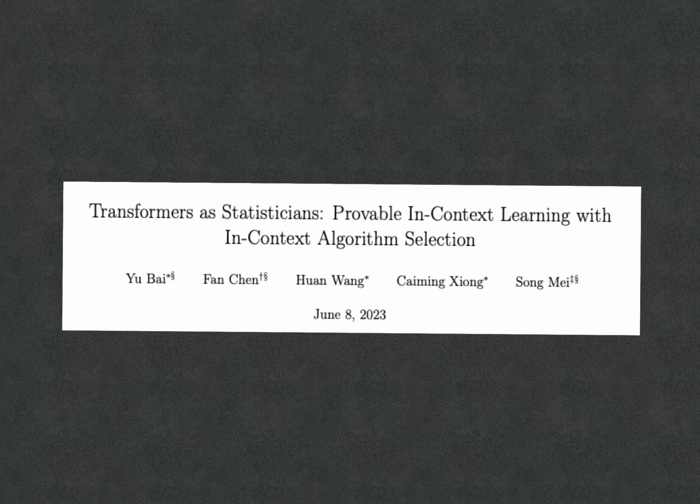The paper we want to discuss in this video is titled Transformers as Statisticians: Provable In-Context Learning with In-Context Algorithm Selection. This paper is from Salesforce AI Research and was published on arXiv on the 7th of June 2023.